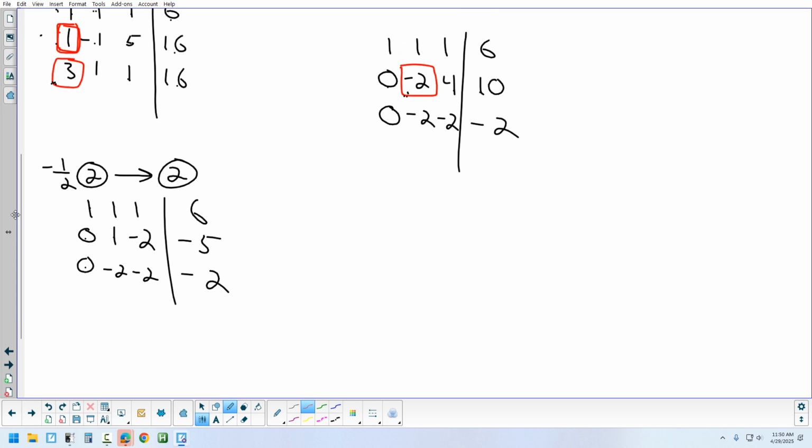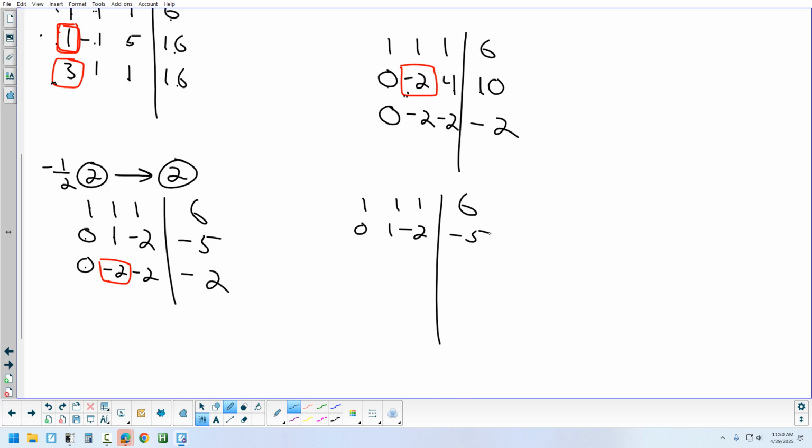What's the next element that we focus on? And this is really going to be our last matrix operation. The -2 in the bottom, in the middle. And what do we want that to become? 0. We want that to become a 0. Which rows don't I need to change anymore? 1 and 2. 1 and 2 are done. So 1, 1, 1, 6, 0, 1, -2, -5.